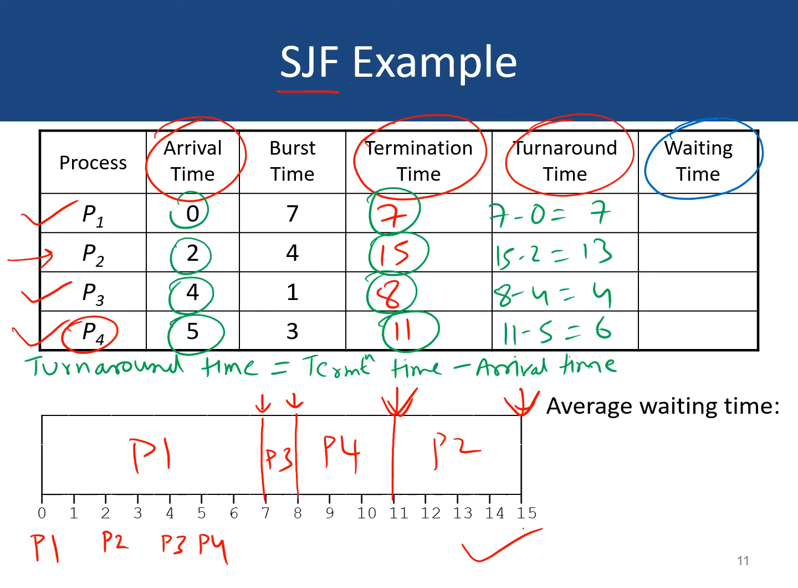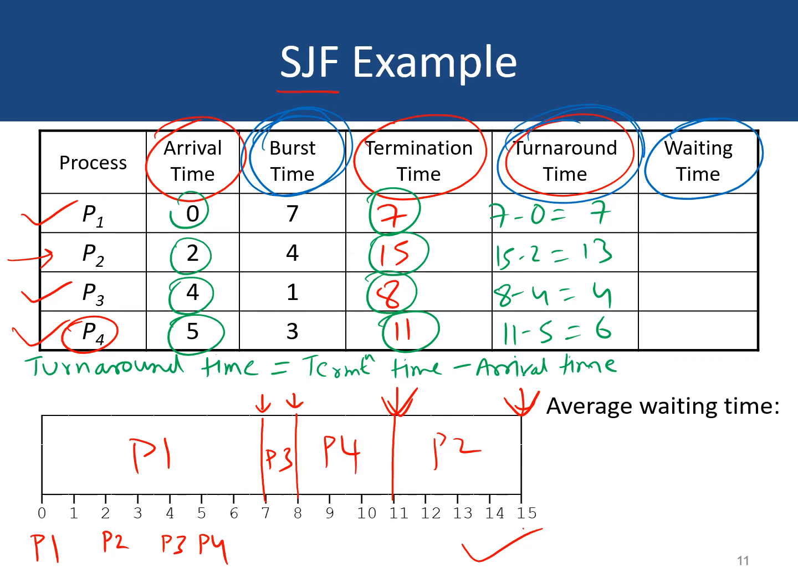Recall, the waiting time is the time that a process spends waiting for its turn to execute on the CPU in the ready queue. Now, in this case, the waiting time would simply be turnaround time minus the burst time. Because recall, in our examples, the processes either execute on the CPU or they are waiting for their turn to execute in the ready queue.